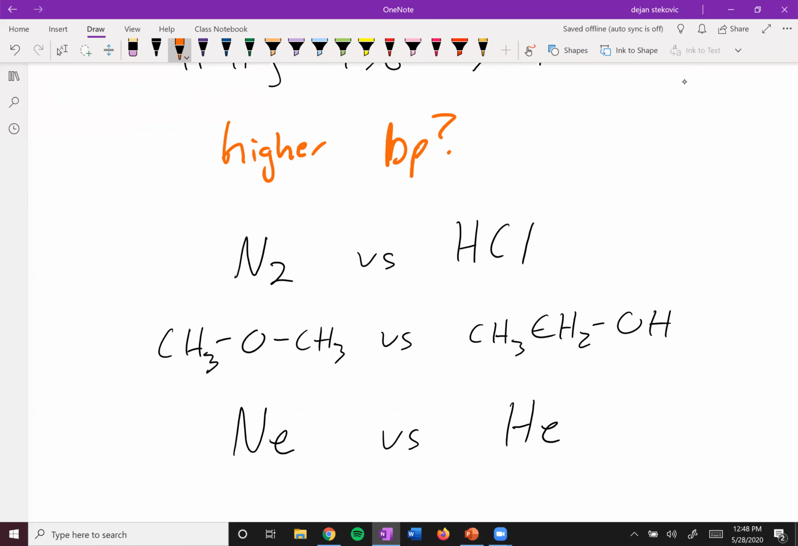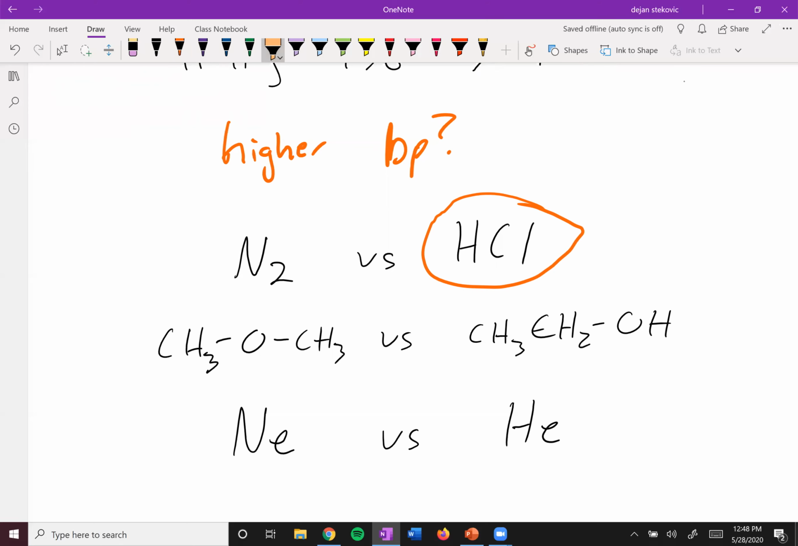So first we have N2 versus HCl. So the first thing we notice is that N2 is the same atom, so it's the same electronegativity, so it's going to be non-polar, while HCl is polar. And so HCl can have dipole-dipole intermolecular forces, which will keep it together more and thus have the higher boiling point.